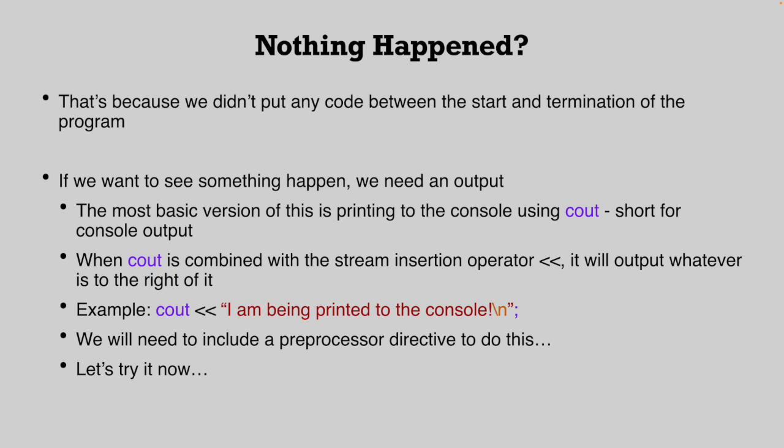So if we want to see something happen, we're going to actually need an output. The most basic way to do this is to print to the console using cout, which is short for console output. When we combine that with the stream insertion operator, the two less than signs, it'll output whatever's to the right of it. There's an example below, which we'll probably copy paste in there. Of course, if you want to use things like cout, you need a preprocessor directive at the top of your code, which I will show.